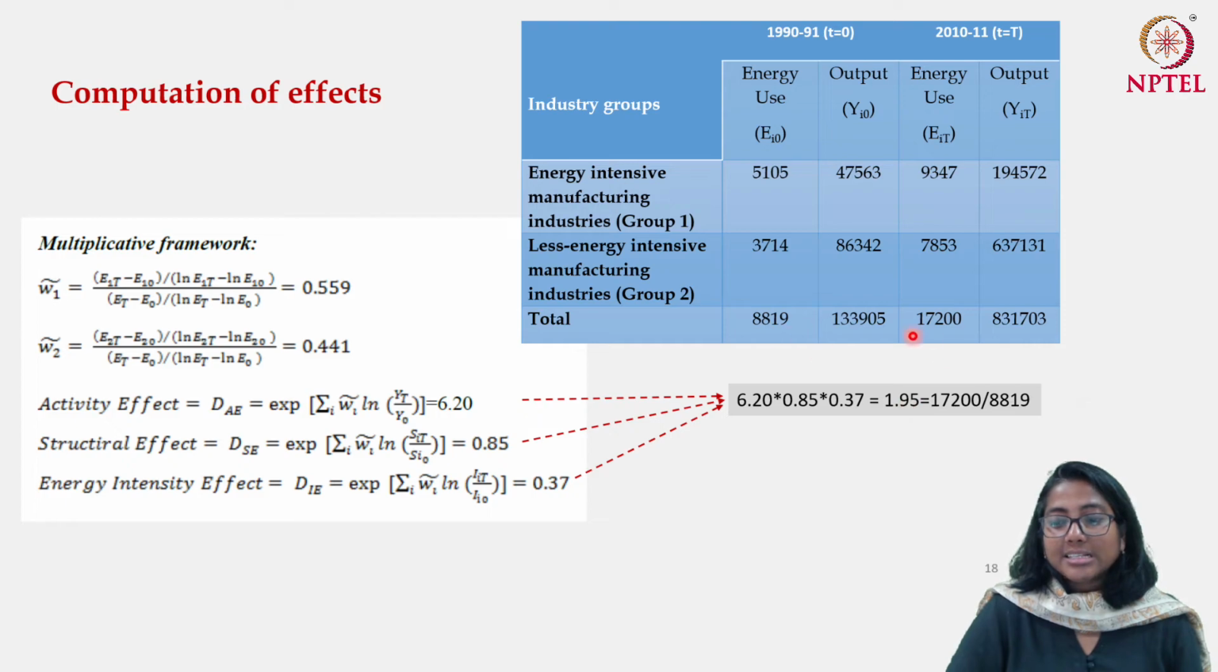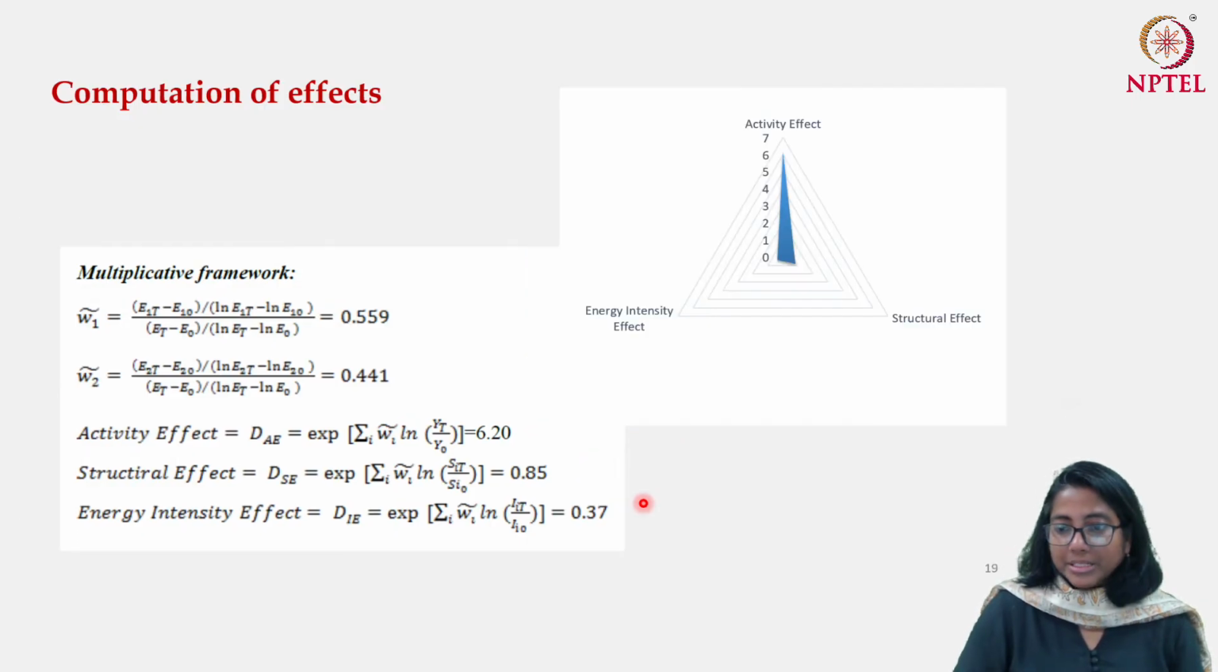So you see the energy consumption has almost doubled, right? This 17200 is almost double the value of 8819, or specifically it's 1.95. So this 1.95 is basically the proportional increase in energy demand, which you should get once you multiply these three effects. How do you represent that?